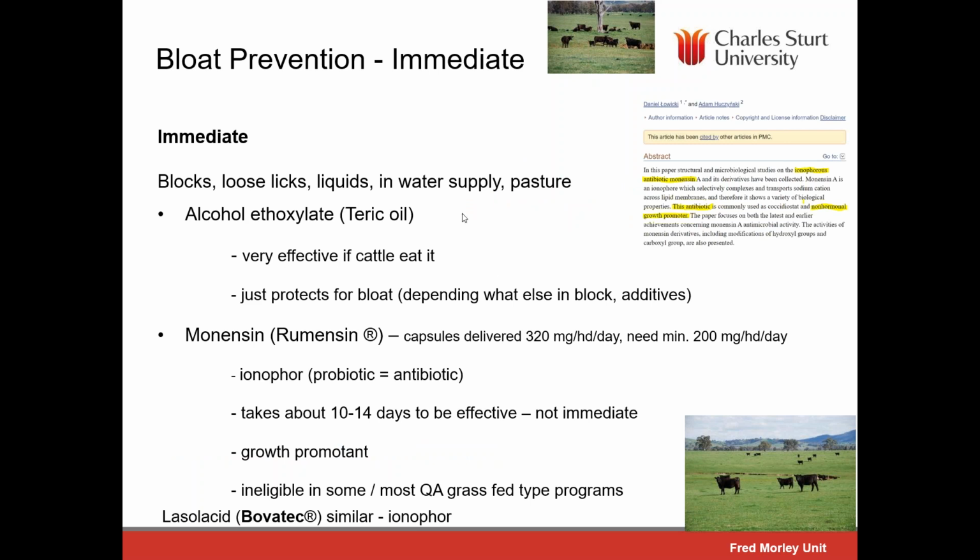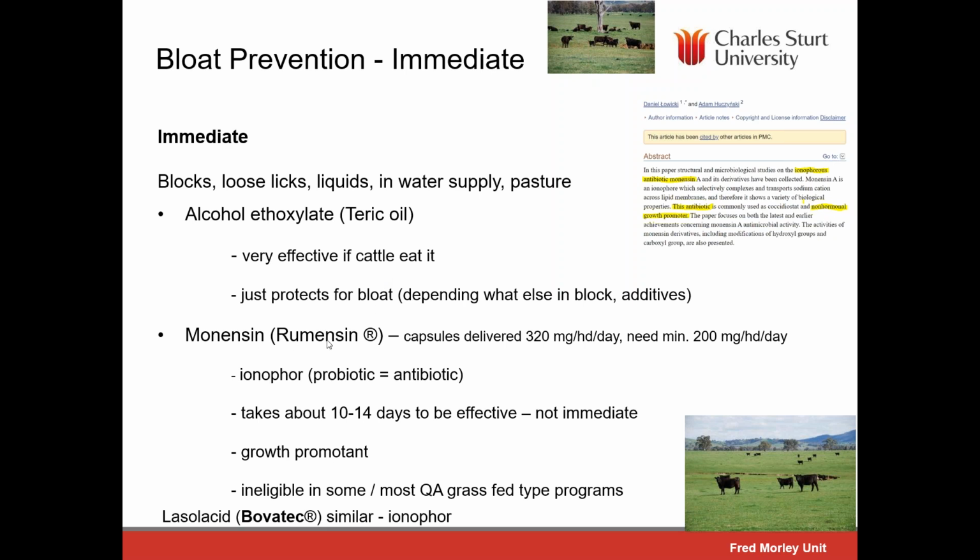So just to make sure that I've covered off on all these points. We've got alcohol ethoxylate. The cattle have got to eat it. It only protects for bloat, plus anything else that you've got in the additive. It's not doing anything in terms of the growth of the animals. It's just keeping your animal alive if they're eating it.